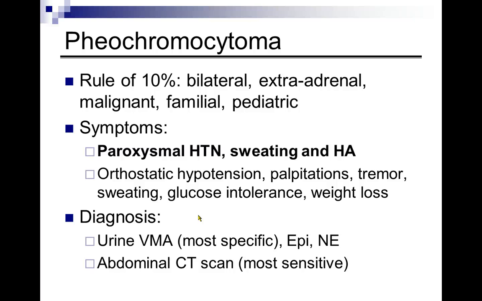But there are many other symptoms, which might include orthostatic hypotension, palpitations, tremor, sweating, glucose intolerance, and weight loss. Classically, pheos were diagnosed by a urine VMA level, which was the most specific. You can also find epi and norepi in the urine. And the most sensitive test is an abdominal CT scan. And a lot of pheos are picked up incidentally on CT scan.